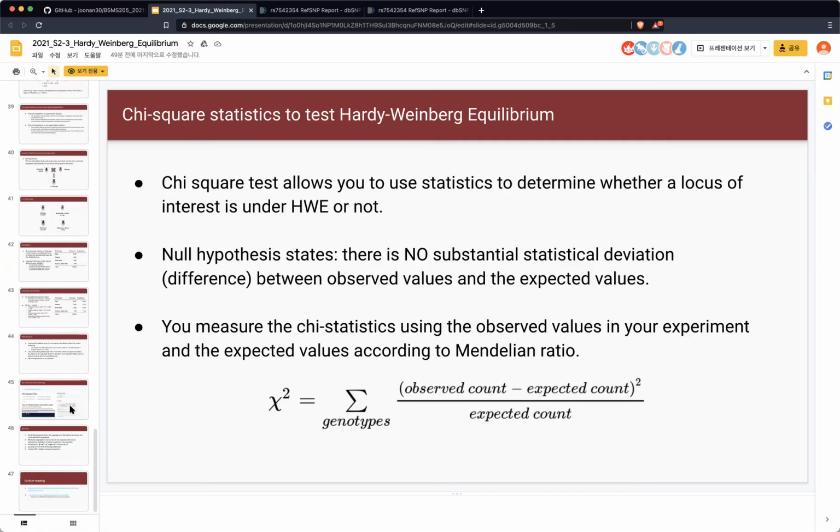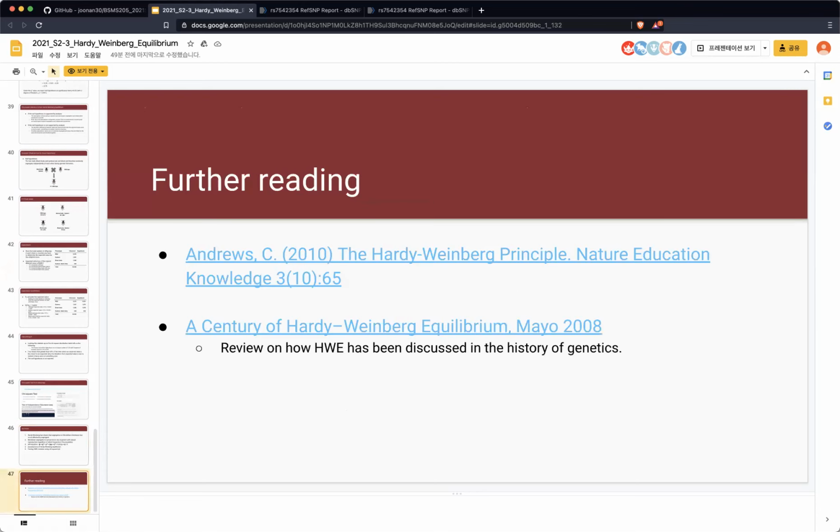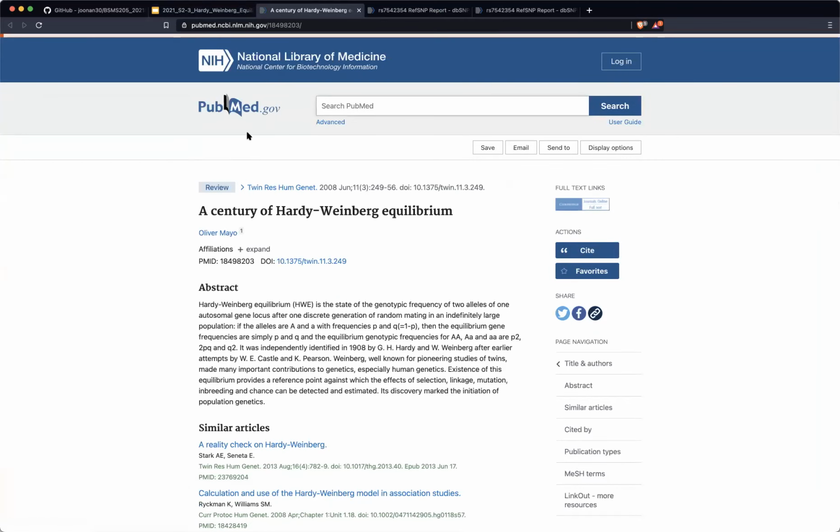Okay, so we covered the Hardy-Weinberg equilibrium and also some further reading. These two things are quite amazing. I don't know who wrote this one, but this is about the Hardy-Weinberg principles, explained by Nature Education. This is quite introductory, and this other one is more in-depth. Read how the Hardy-Weinberg principles have been developed over the century; that is quite a great review. It is written by Oliver Mayer.